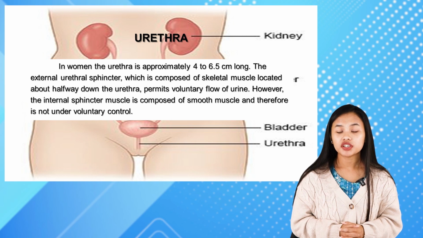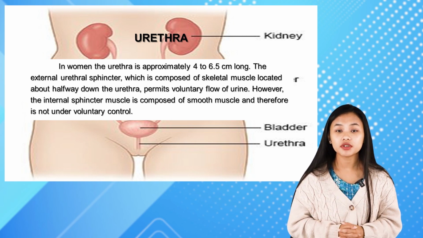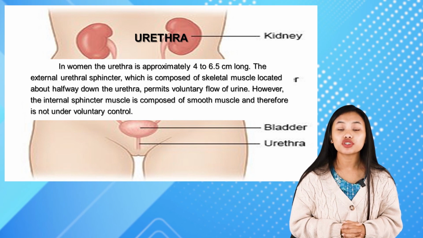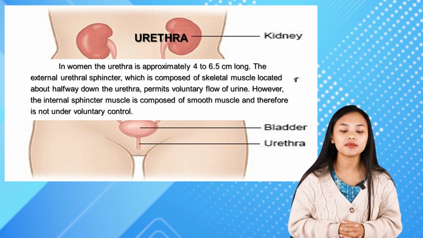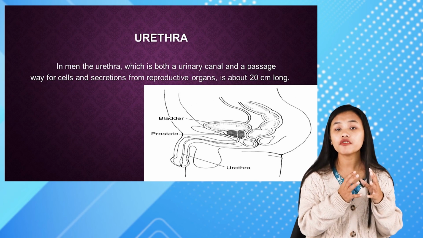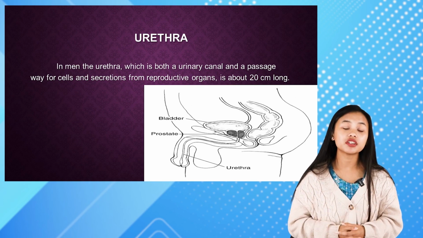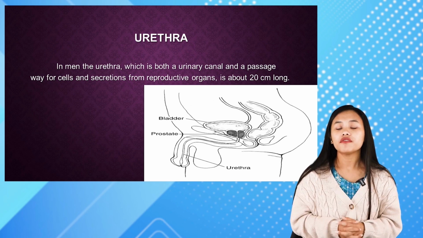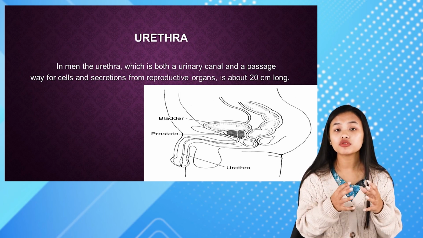In women, the urethra is approximately 4 to 6.5 centimeters long, and the external urethral sphincter, which is composed of skeletal muscle and located about halfway down the urethra, permits the voluntary flow of urine. However, the internal sphincter is composed of smooth muscle and therefore is not under voluntary control. The short length of the urethra predisposes women and girls to infection, and because of this, it becomes easy for bacteria to enter the urethra from the perineal area.